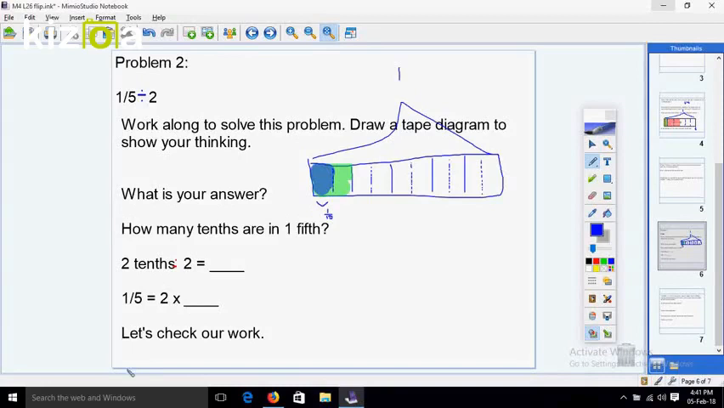All right, so we're going to check our work. Our answer was 1/10, and we need to multiply it by our divisor. Our divisor was 2, and we should end up with 1/5. So 1 times 2 is 2 over 10, and if you simplify that, you're going to get 1/5. So we know that we are correct.